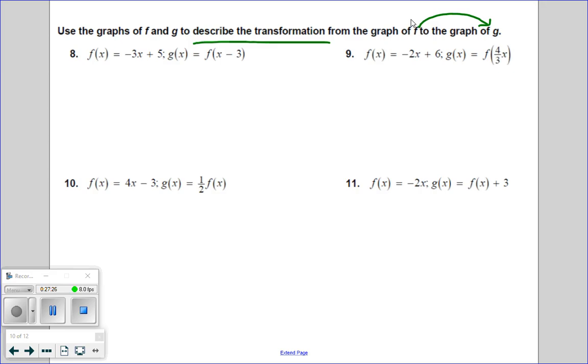So I'm going to give you guys a minute or two. Try these 4. I'll give you all like a 20-second head start here. Try them out. So on number 8, you have this f of x function. Happens to be -3x plus 5. Cool. But then g of x is just that f of x with an x minus 3 in our input. So think about what transformation that would cause. Okay? You have your notes and your little cheat sheet if that helps.